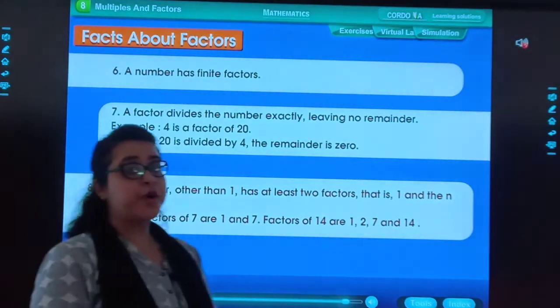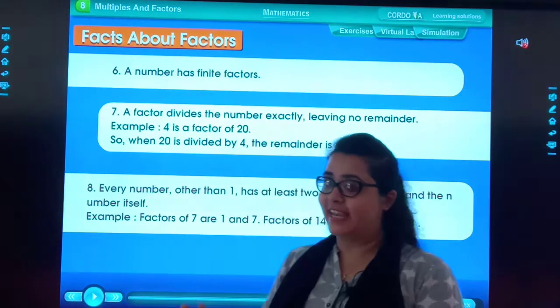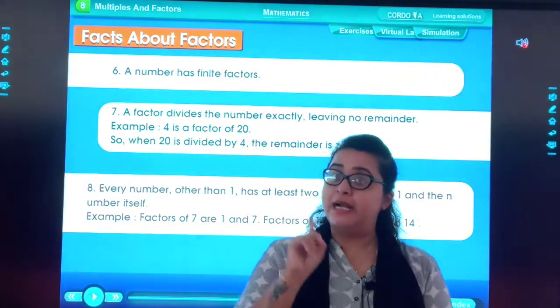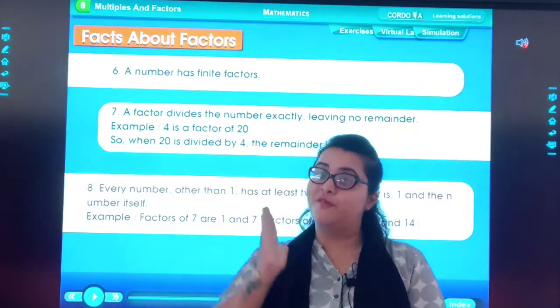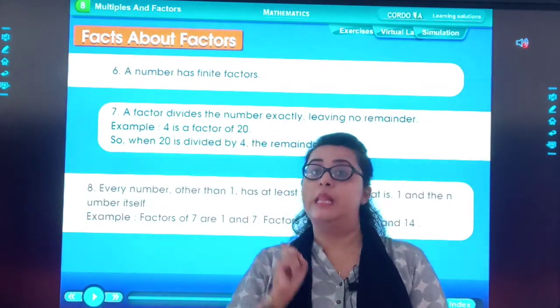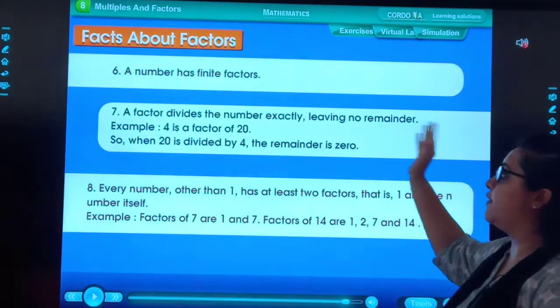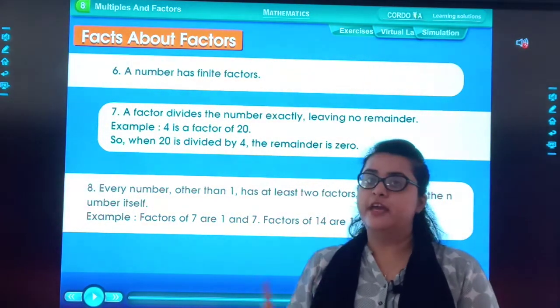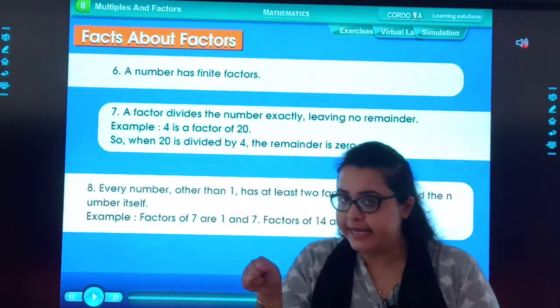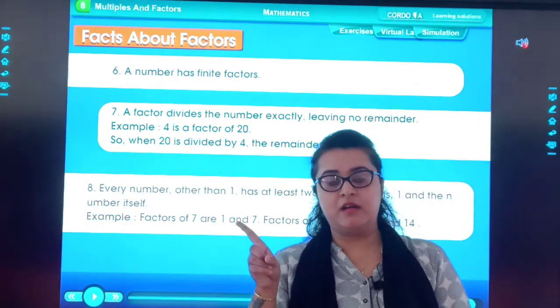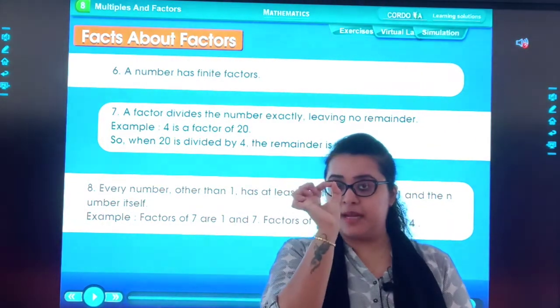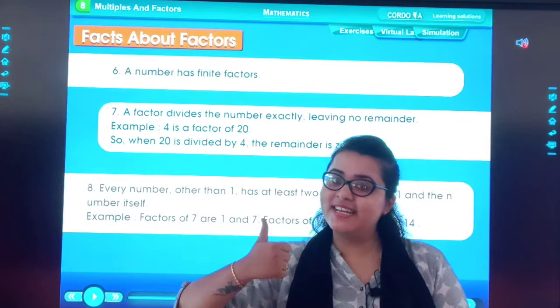Students, the sixth point is a number has finite factors. Multiples are infinite, but the factors are finite. That means they are limited. A factor divides the number exactly, leaving no remainder. We know that if there is a remainder, then that number will not be a factor. If 0 is the remainder, then it will be a factor.